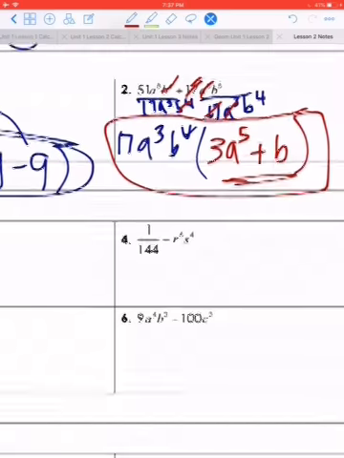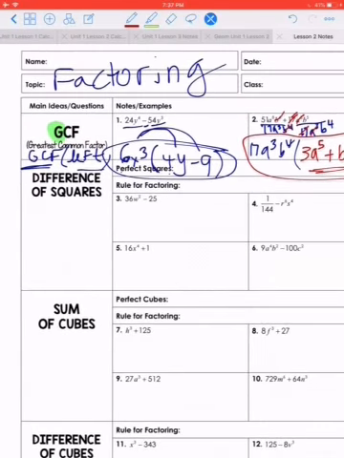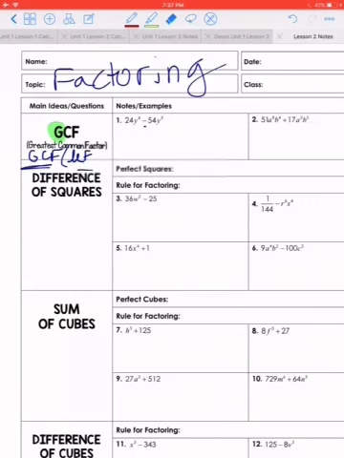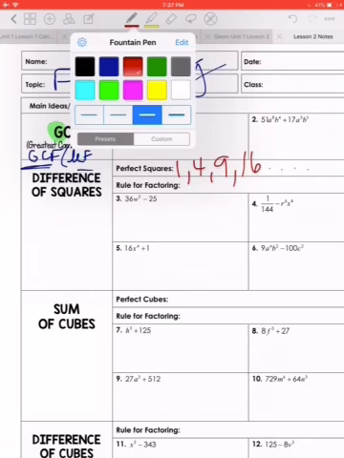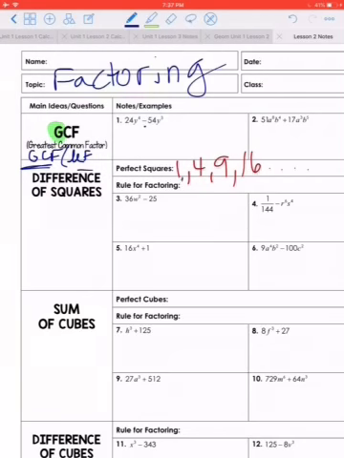Okay, so rules for factoring when we have perfect squares. First, let's talk about what perfect squares are. Hopefully you know, 1 squared is 1, 2 squared is 4, we have 9, 16, and so on and so forth. So when you have perfect squares, the rule for factoring, the difference of squares, a squared minus b squared, is going to equal a plus b times a minus b.